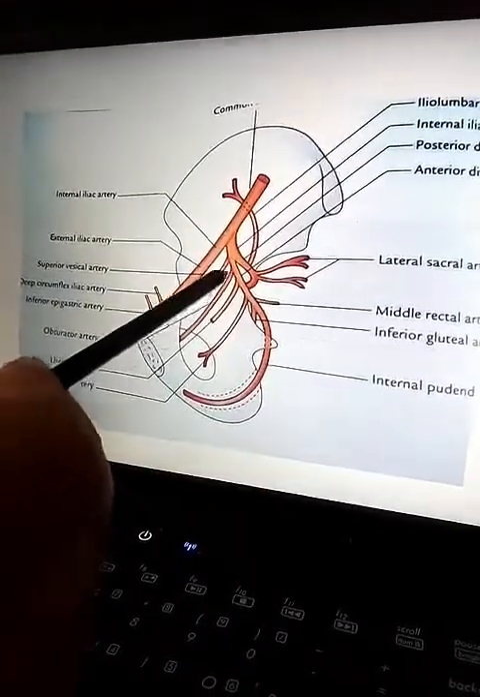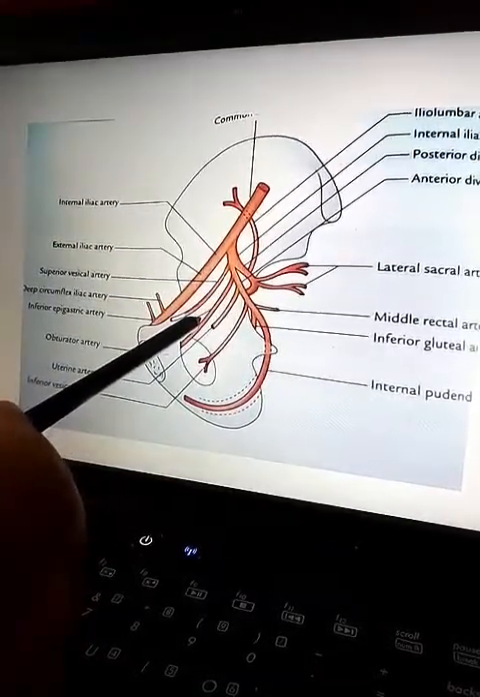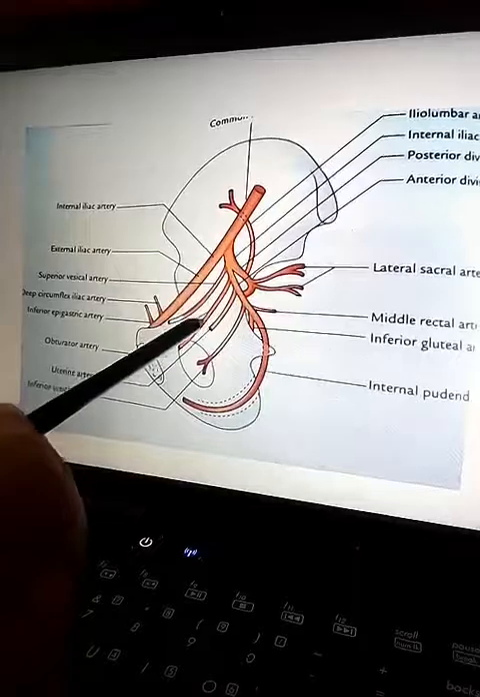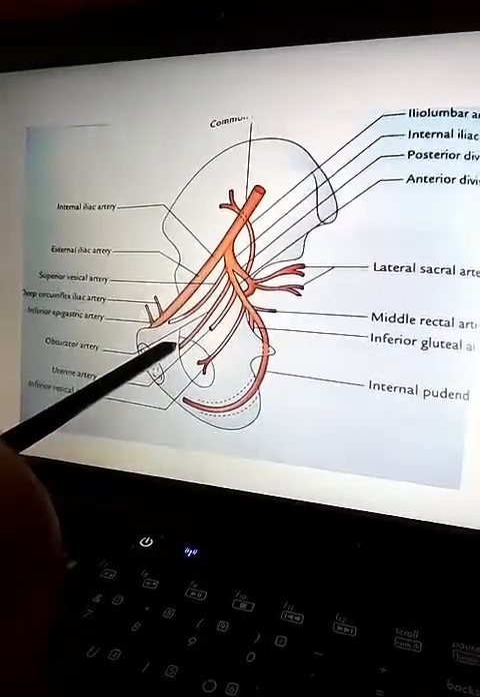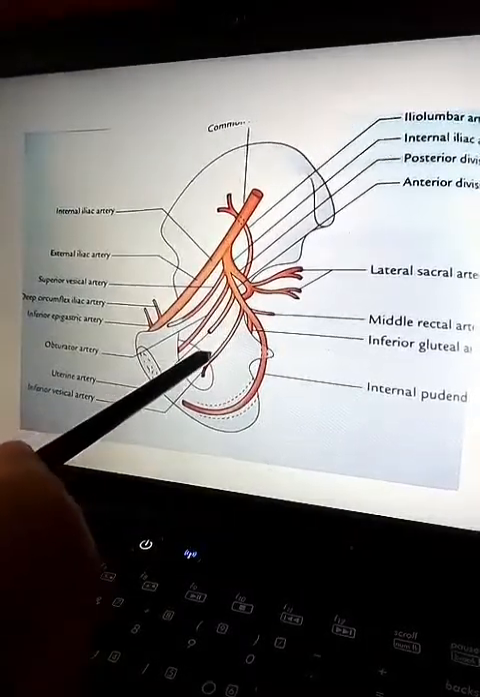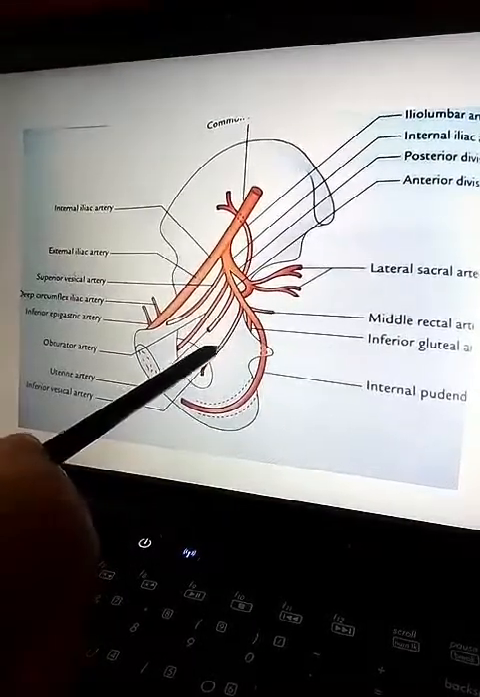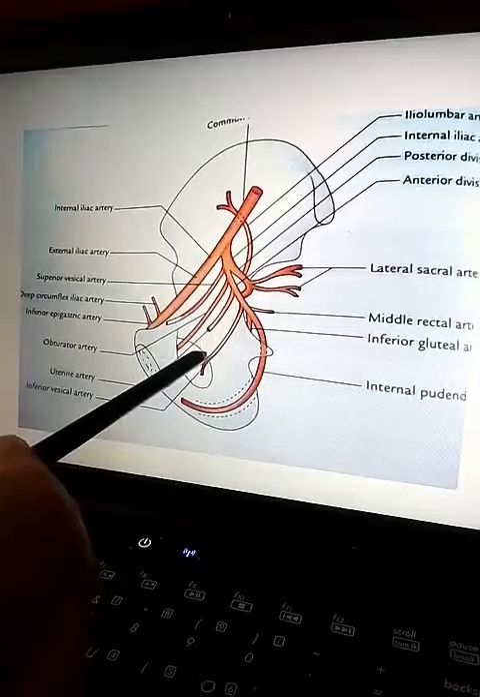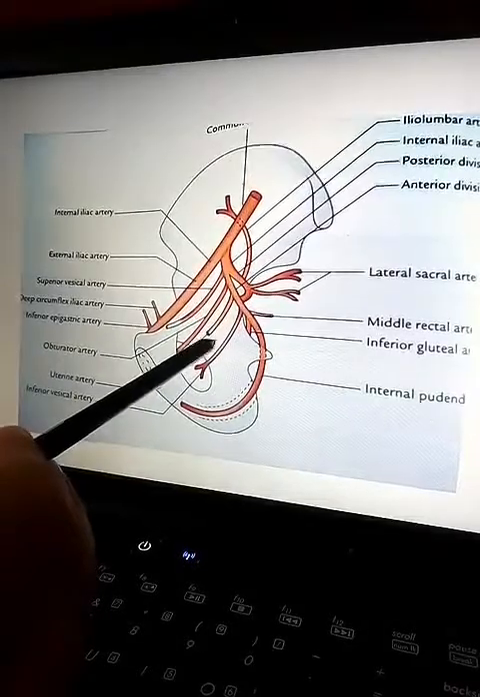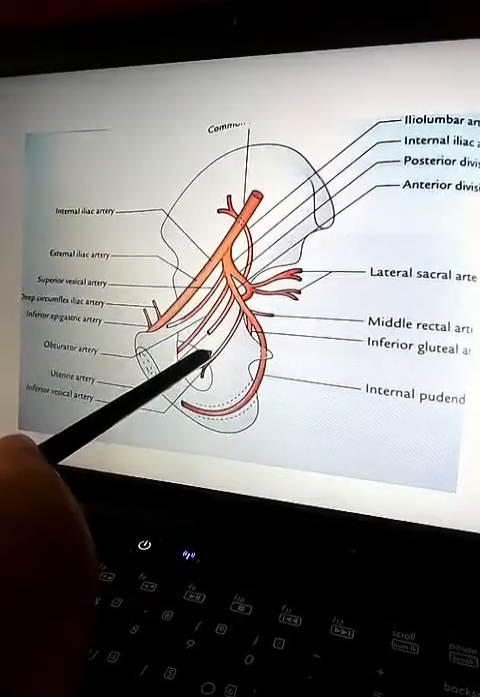Another branch is the obturator artery. It passes forwards along the lateral pelvic wall, along the obturator nerve, and leaves the pelvis through the obturator canal. Another is the inferior vesical artery, that is also known as vaginal artery in the female. It runs forwards to the base of the urinary bladder. It supplies the base of the urinary bladder, prostate and seminal vesicles in males. It also gives a branch to the vas deferens.